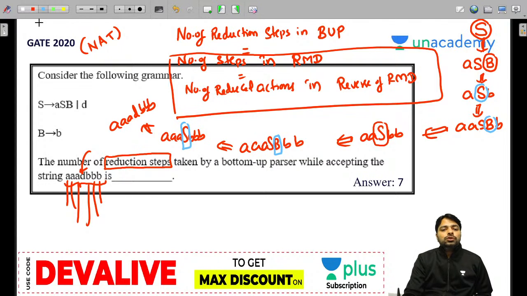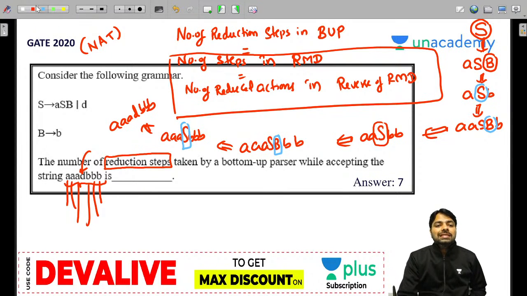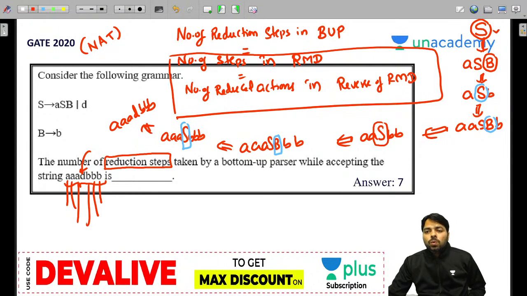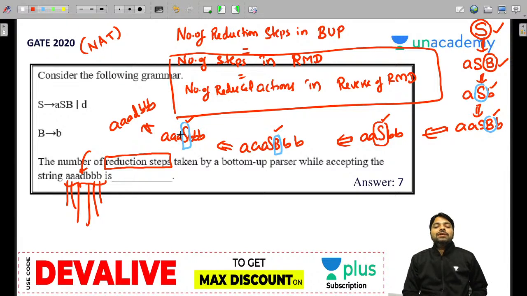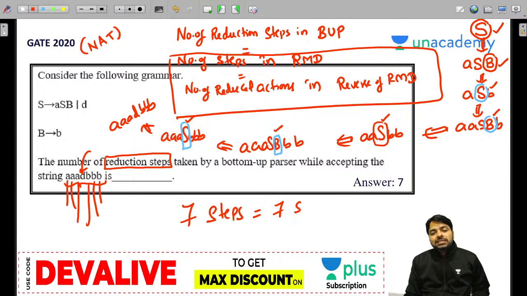Now how many substitutions have you taken? Count the number of substitutions, guys. 1, 2, 3, 4, 5, 6, 7. 7 substitutions. It's nothing but indirectly 7 steps. You can calculate the number of edges. So 7 steps we have taken. Also called, you can say, 7 substitutions.